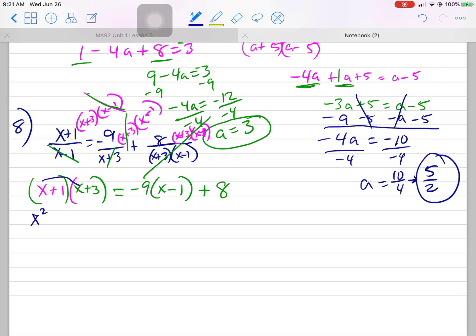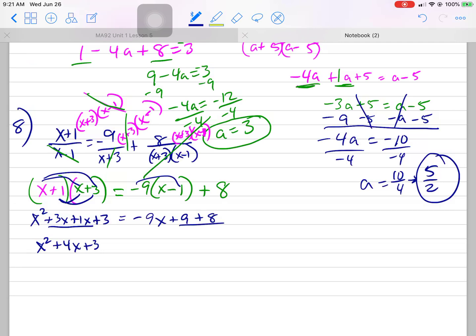FOIL. Let's FOIL. So x times x is x squared plus 3x plus 1x plus 3. That is, combined like terms, x squared plus 4x plus 3. And then this side is negative 9x plus 9 plus 8. This is negative 9x plus 17.